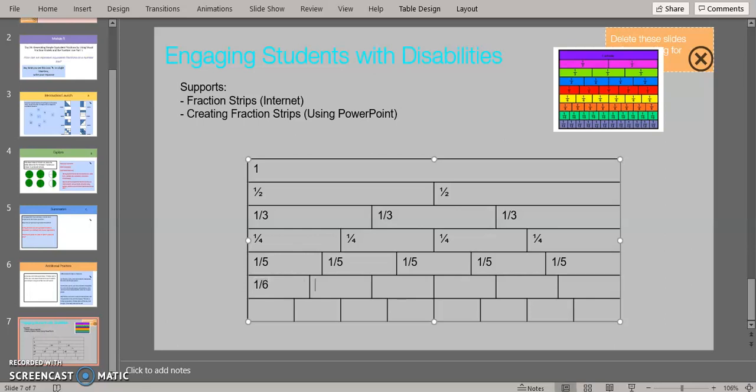Copy that. Paste, paste, and so on. Lastly is 1/8. We're going to copy it, paste, paste.